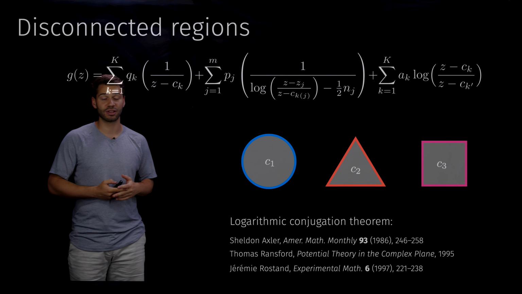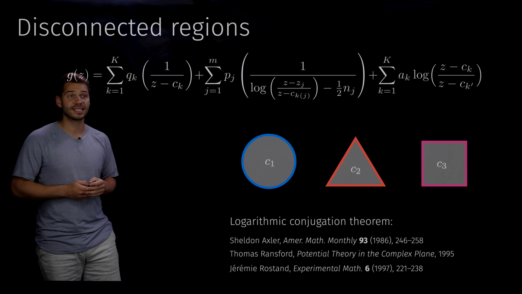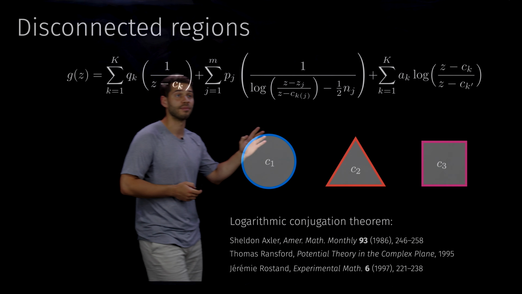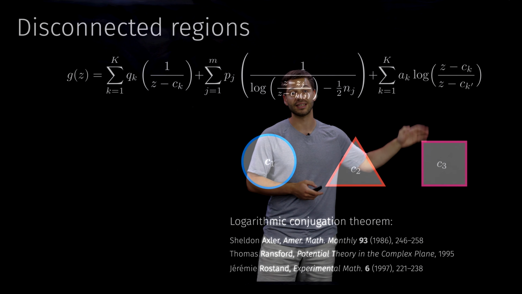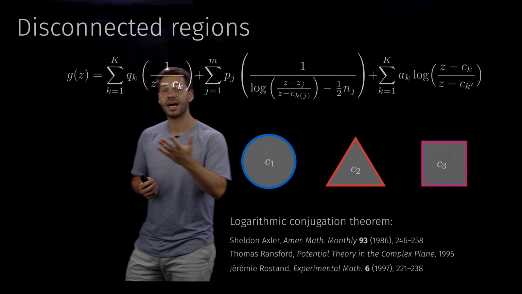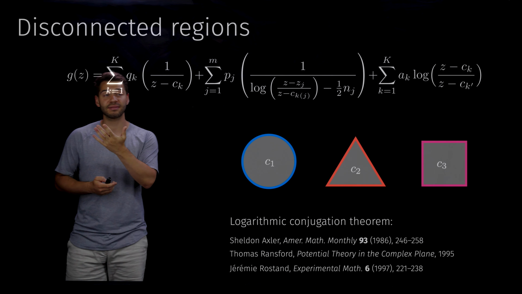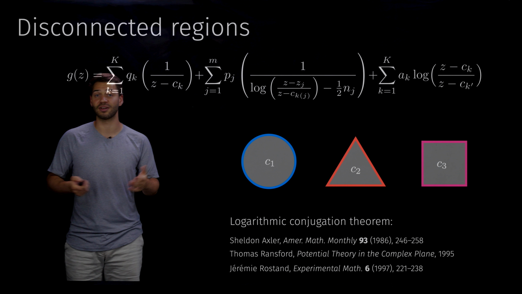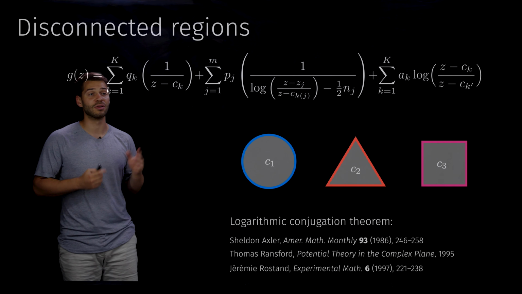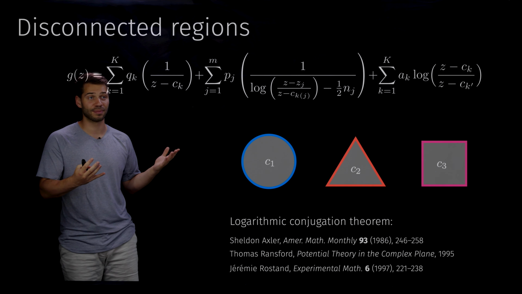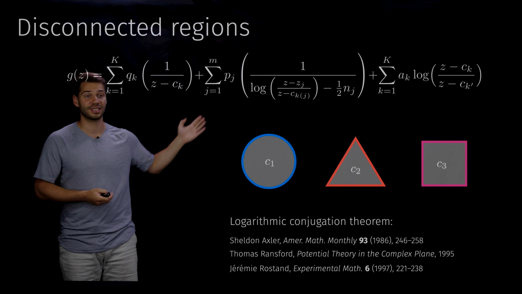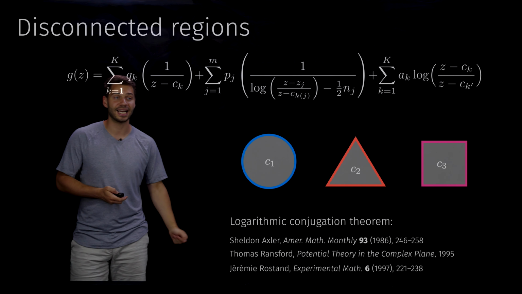And this is the logarithmic conjugation theorem. And it says that we actually need to include some logarithmic terms. And the result of this is that the imaginary part of G is not going to be single valued. But in order to satisfy the boundary value problem, we need to include these logarithm terms. And a proof of that is given in Axler's paper.